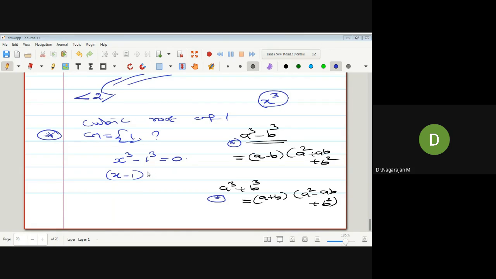Then what is the result here? A minus b. So what is the a value here? This one is the a value and this one is the b value. Therefore a minus b. What is the next factor? A squared plus ab plus b square. Apply here: what is the a value? x. Then ab is x into 1, which is x. Here x square, x into 1 is x, plus b square. B square value is 1, and 1 square is 1 only. Equal to 0. So, any doubt up to this step?